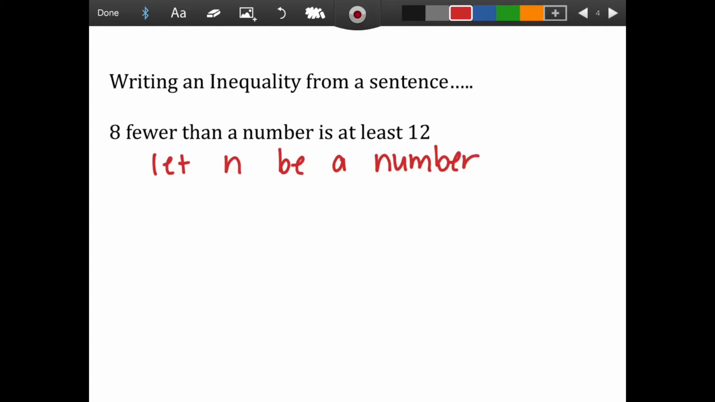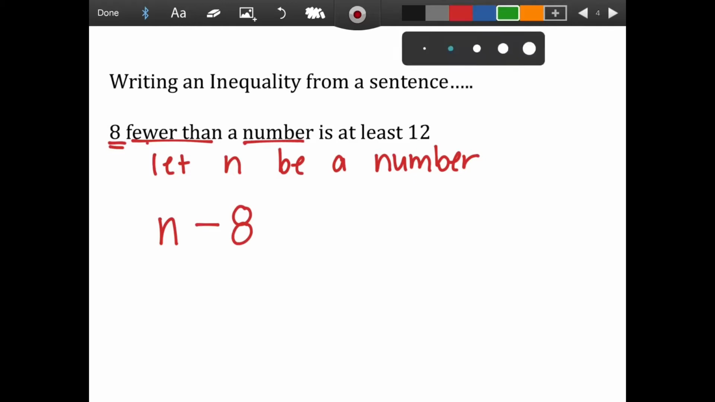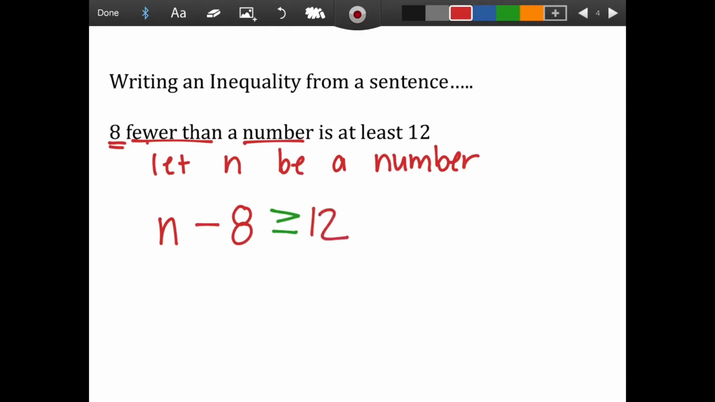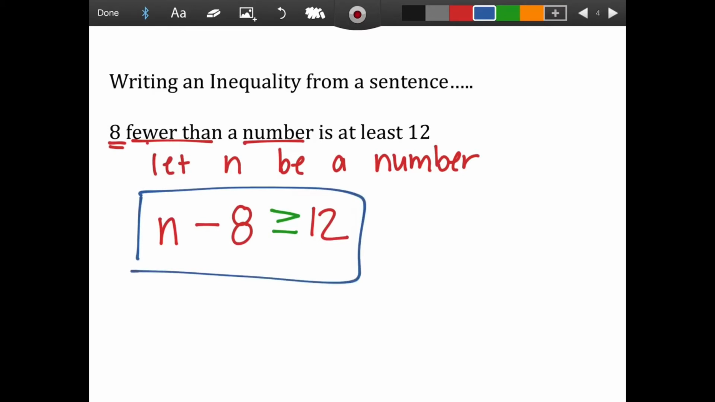Now we have 8 fewer than a number. 8 fewer than a number means that we're taking a number and subtracting 8. So fewer than means that this value comes after your variable. Is at least 12. At least 12 means that part of our solution can be 12 or greater. So our inequality symbol is going to be greater than or equal to 12. And that's our final inequality based off of this sentence.